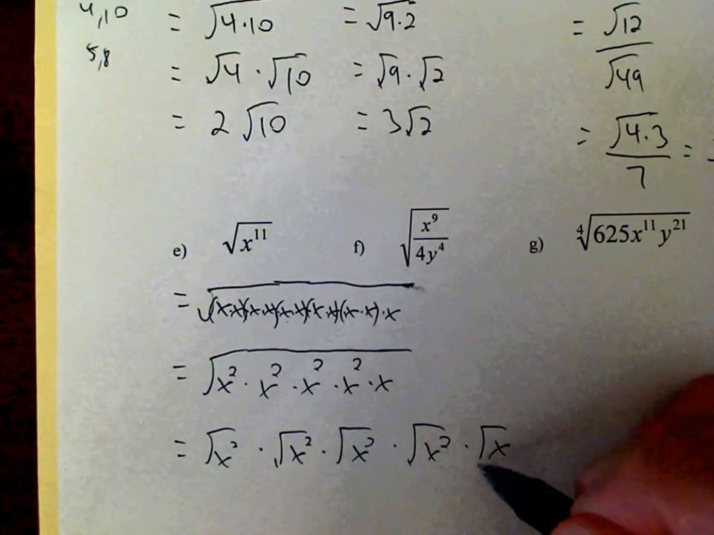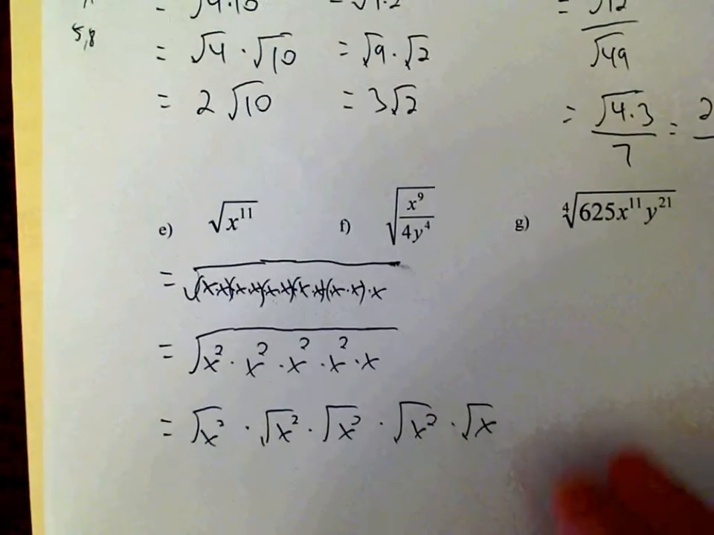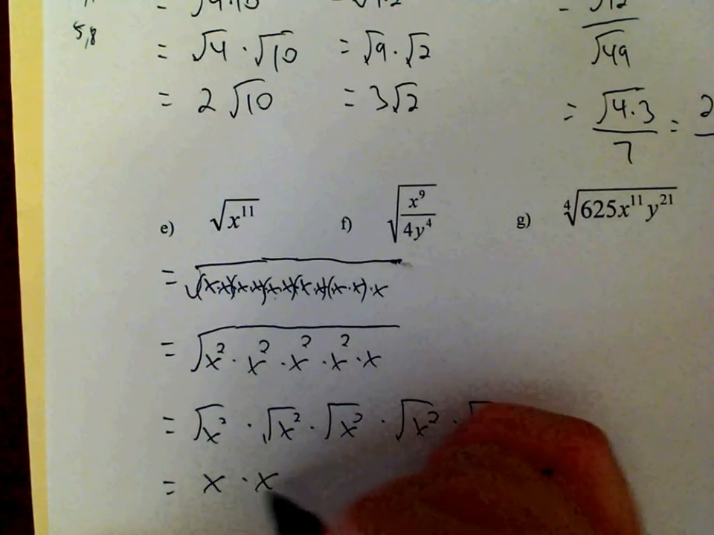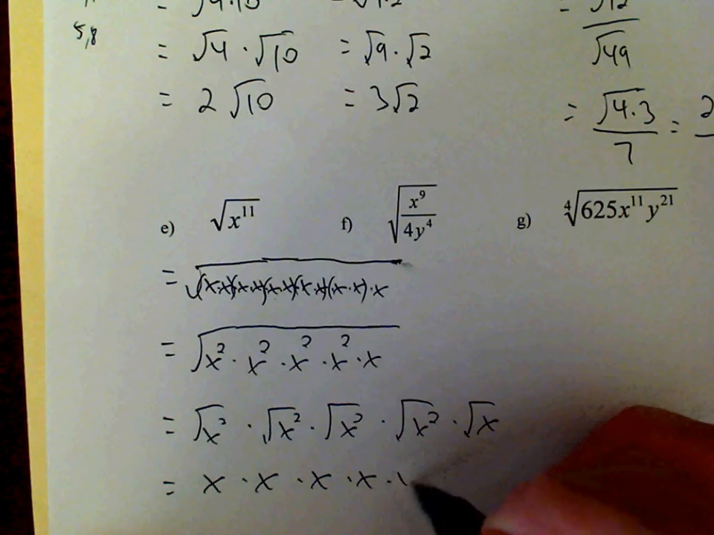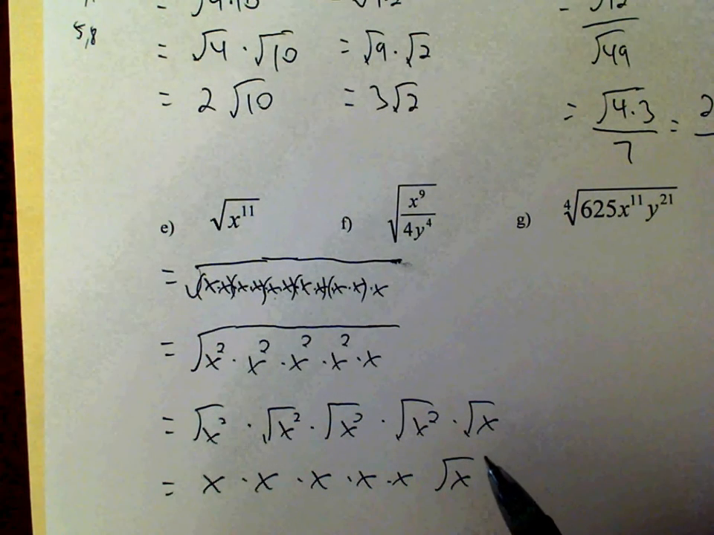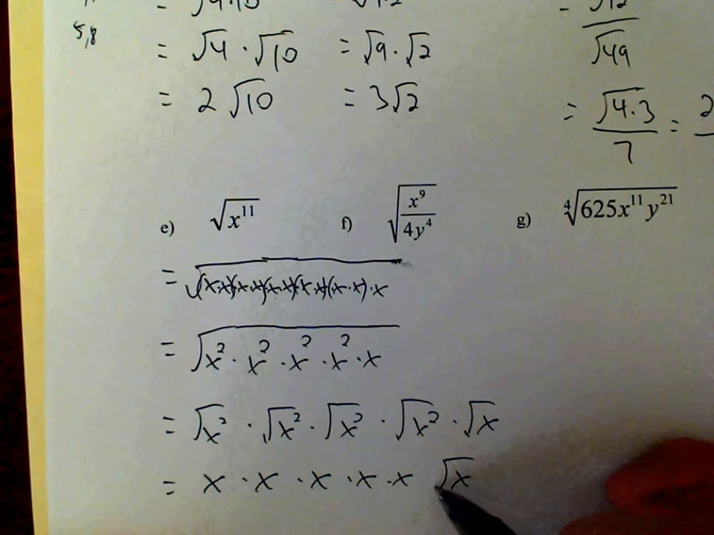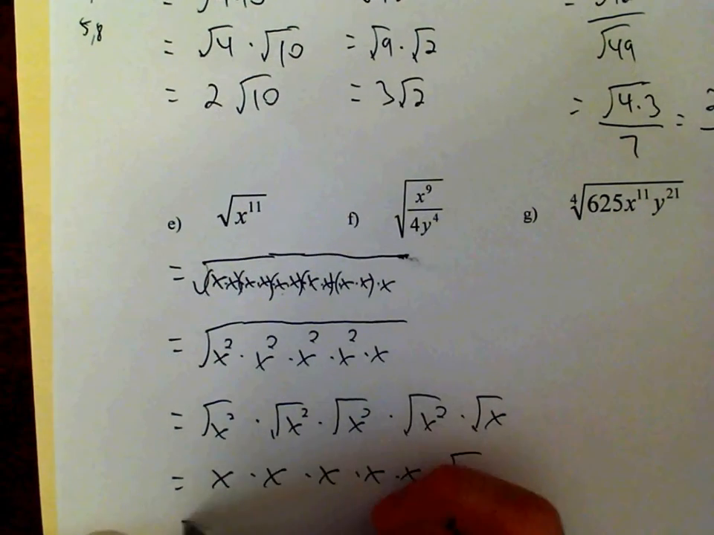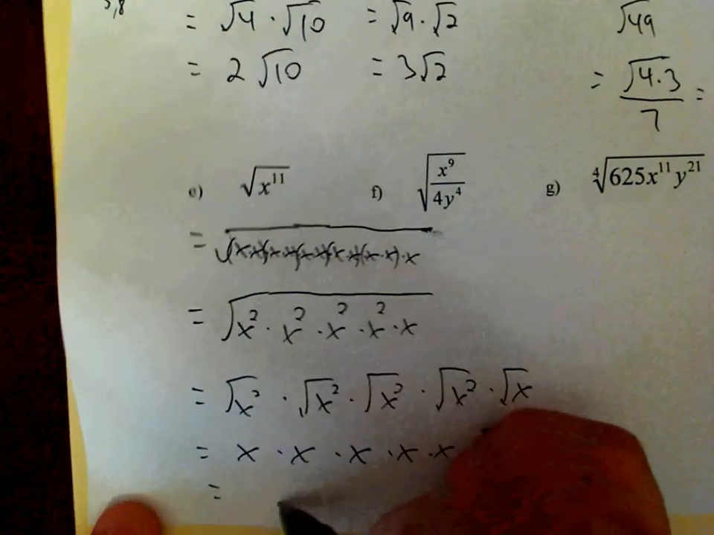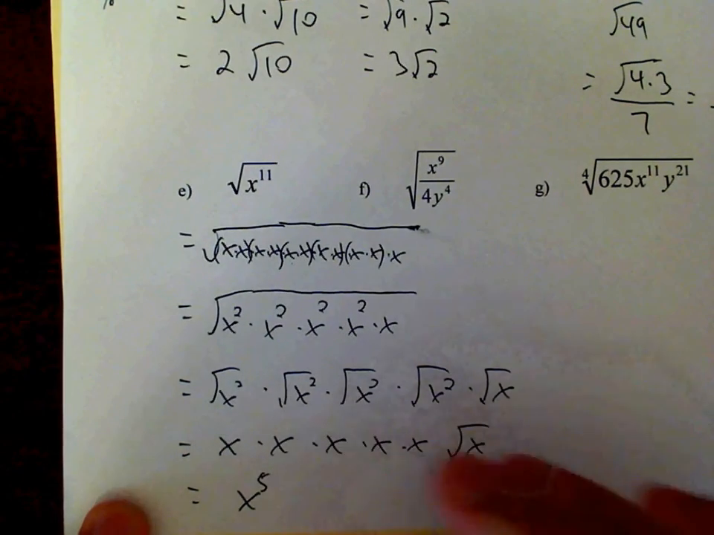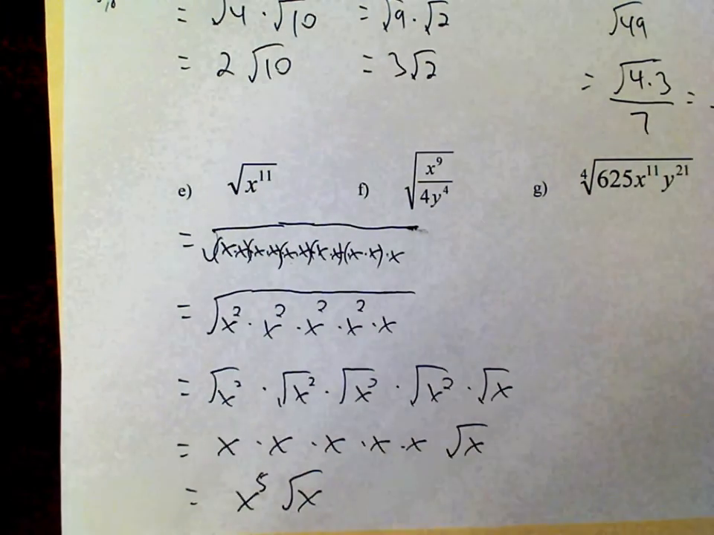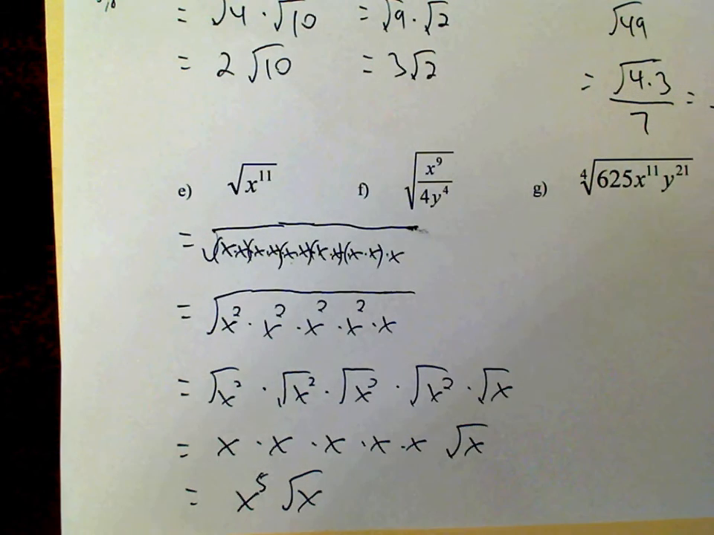And now, since the variables represent positive real values, each of these square root of x squares represents a plain old x. Now you notice this last one stays underneath the square root because it wasn't x squared, it was just the square root of x. And you'll notice that I have 5 x's on the outside, and when you multiply those, you do get x to the 5th, and then the square root of x stays. So your final answer is x to the 5th times the square root of x.